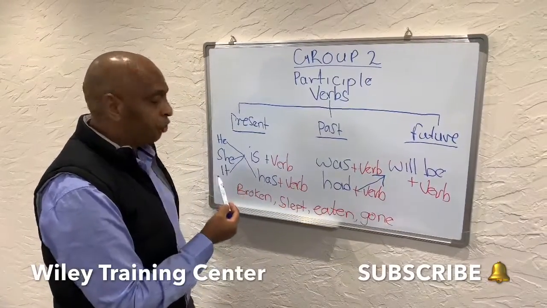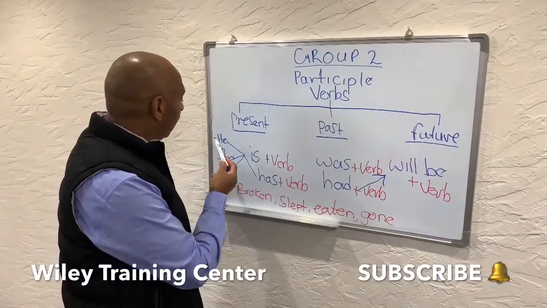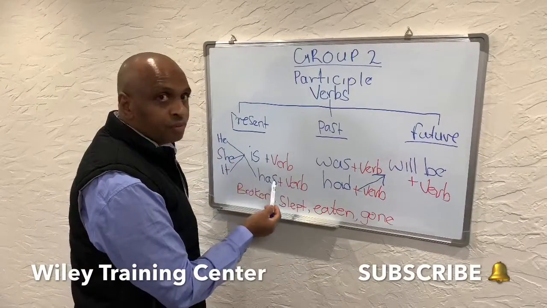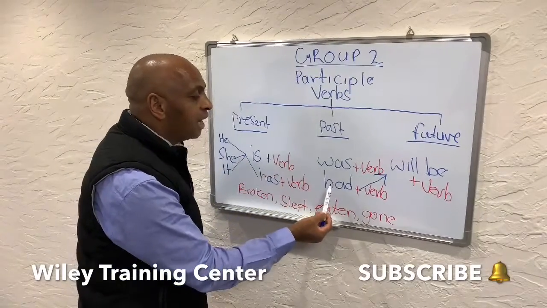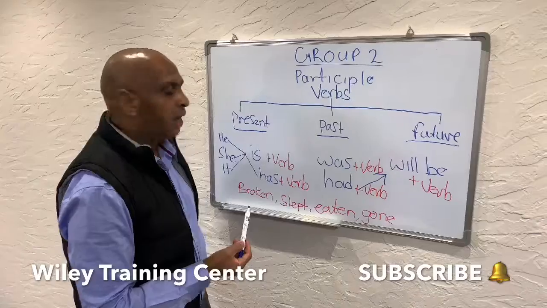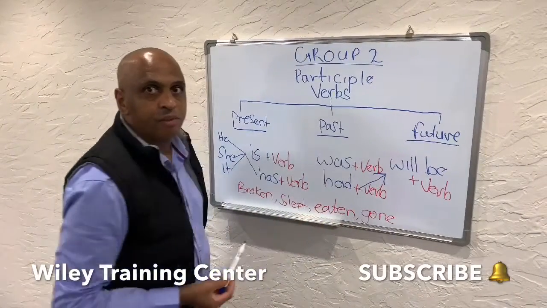In the second section, we are going to put has. So he, she, it has plus the verb. He, she, it had plus the verb. And he, she, it will be plus the verb.